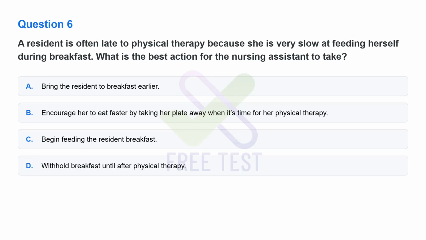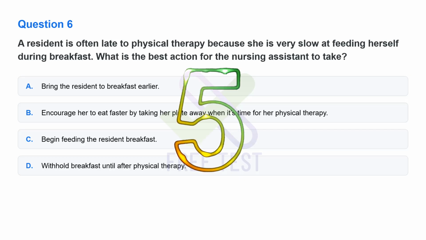A resident is often late to physical therapy because she is very slow at feeding herself during breakfast. What is the best action for the nursing assistant to take? A. Bring the resident to breakfast earlier. B. Encourage her to eat faster by taking her plate away when it's time for her physical therapy. C. Begin feeding the resident breakfast. D. Withhold breakfast until after physical therapy.